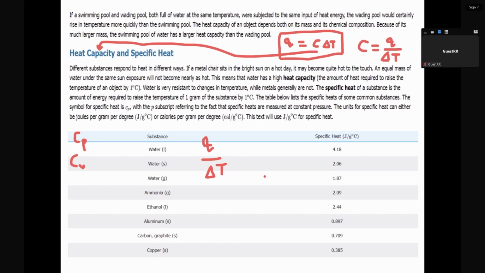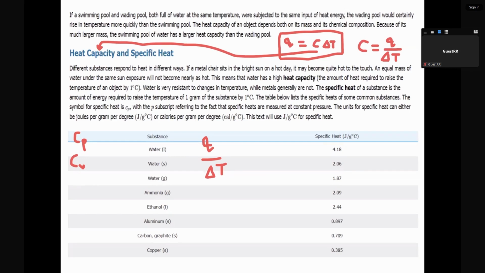Water solid, that is ice, has a specific heat of 2.06. Water in gaseous phase, that is water vapor, has a specific heat of 1.87. So the liquid form of water has the highest specific heat. Ammonia in gaseous form has a heat capacity of 2.09. Ethanol has 2.44. Aluminium in solid state has 0.897, which is a very low heat capacity.